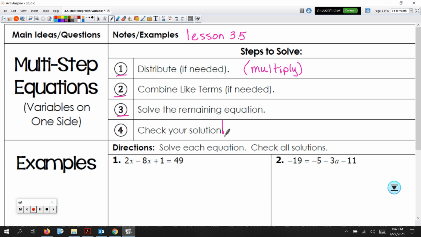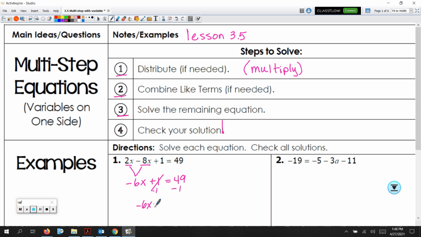Okay, first, let's look at number 1. I don't see any parentheses here in number 1, so I'm not going to distribute. Okay, so I'm going to go right to step 2. Combine like terms. 2x and negative 8x are like terms. 2 minus 8 is negative 6x. Plus 1 equals 49.